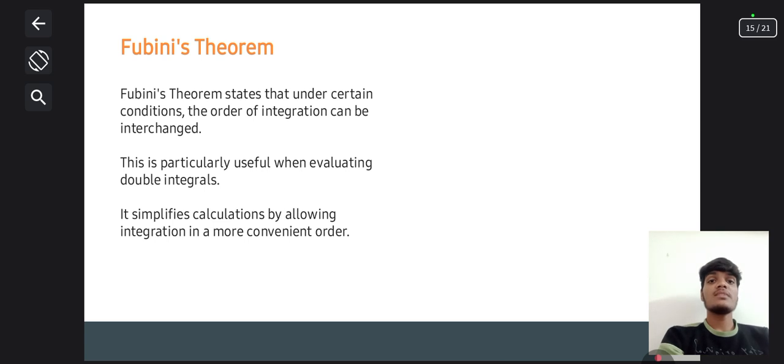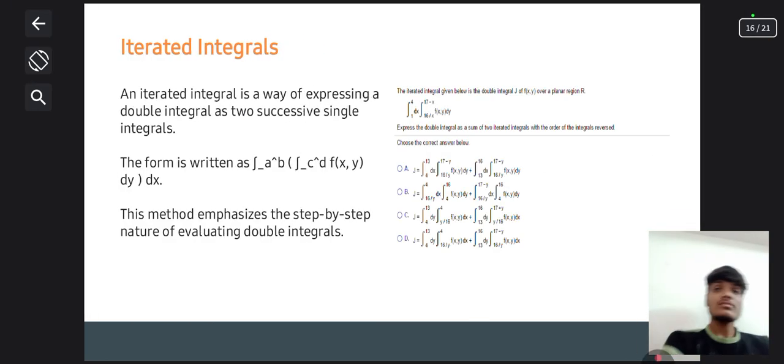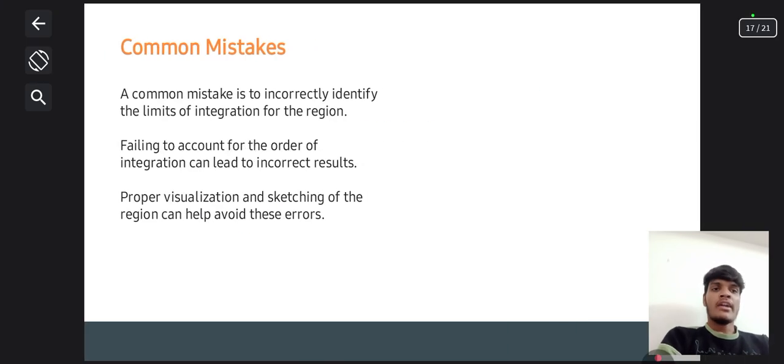Fubini's theorem. Fubini's theorem states that under certain conditions, the order of integration can be interchanged. This is particularly useful when evaluating double integrals. It simplifies calculations by allowing integration in a more convenient order. Iterated integrals. An iterated integral is a way of expressing a double integral as two successive single integrals. The form is written as the integral from a to b of the integral from c to d of f of x comma y dx dy. This method emphasizes the step-by-step nature of evaluating double integrals.